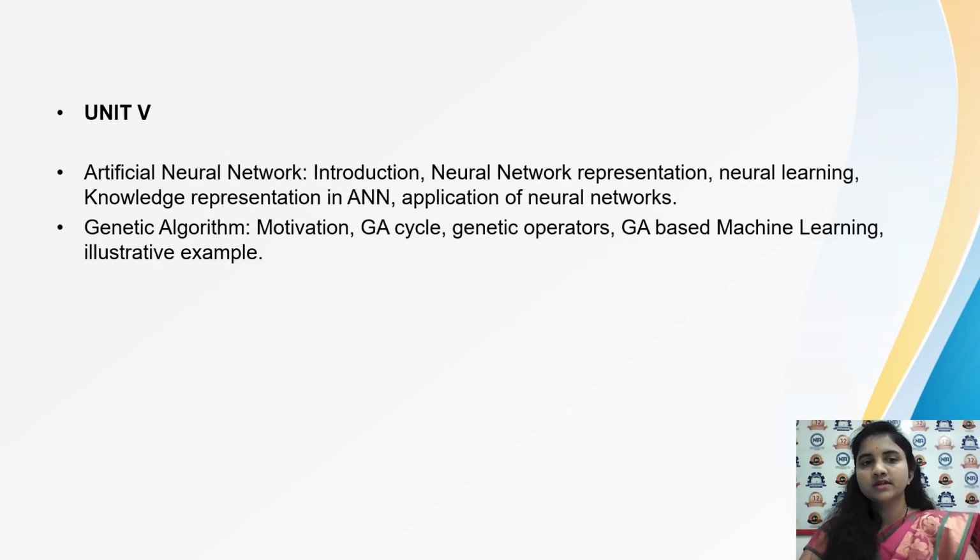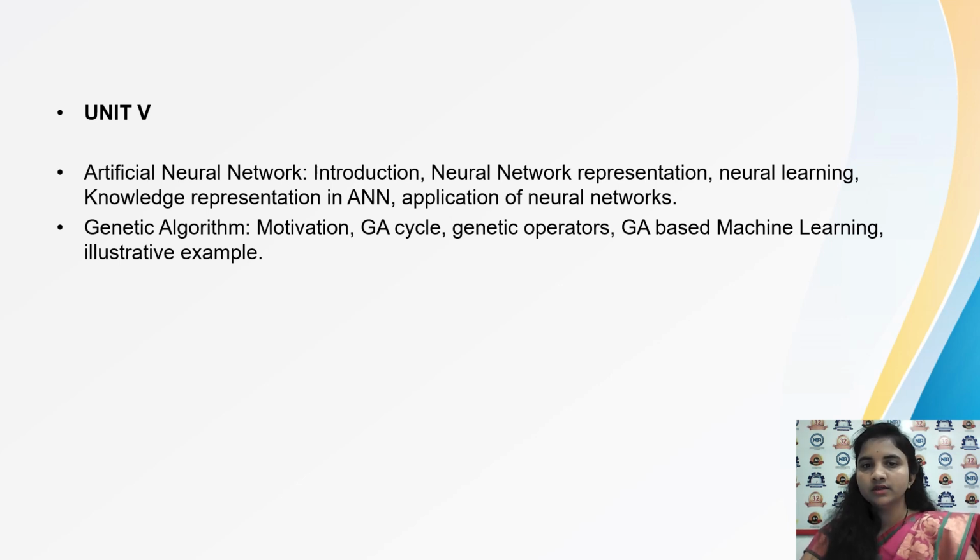And the last unit is unit 5. Unit 5 contains the artificial neural network. We all know what a neural network is. The neural network is throughout our brain in the body. The network which is connected, we call a neural network of our body. Similarly, an artificial neural network is also for the AI machine. Artificial neural network is included because AI should behave like a human.